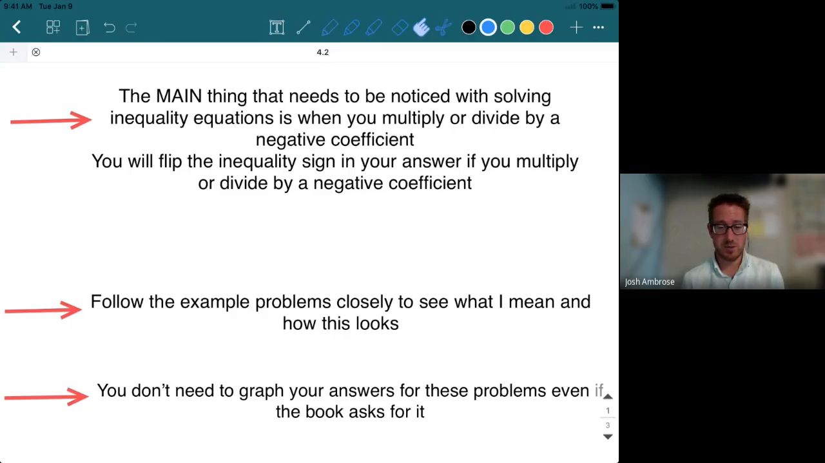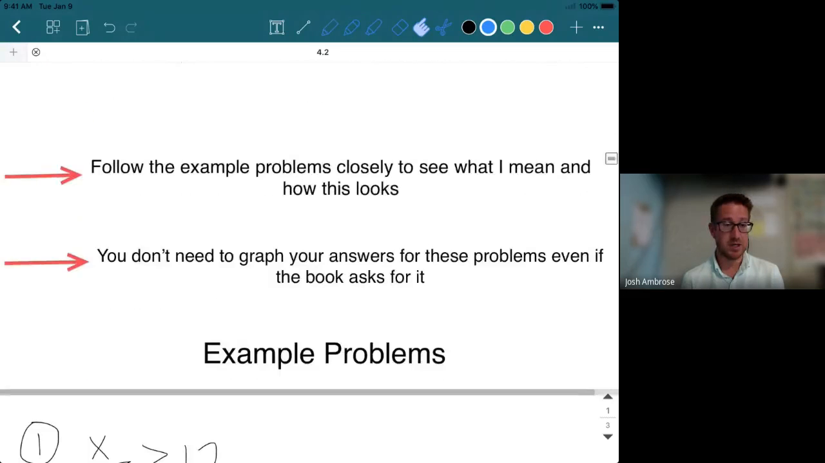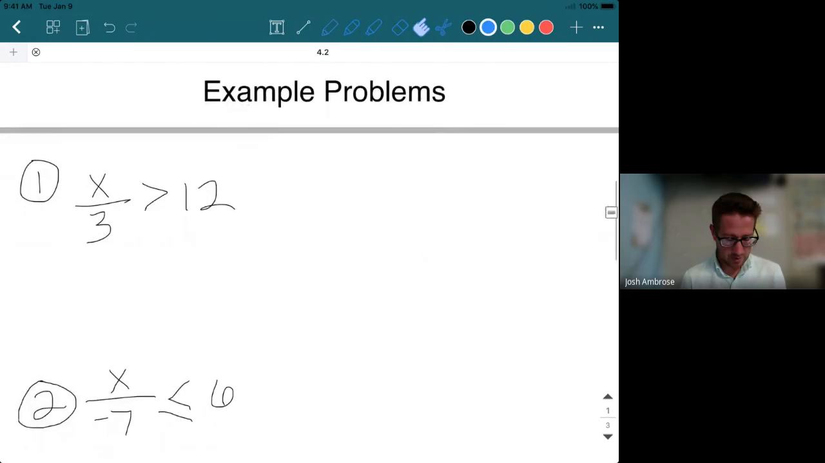And really you should be paying attention to this last note here. You don't need to graph your answers for these problems, even if the book says to. I'm going to give you a night off of graphing on number lines, okay? You have to solve them. You've got to pay close attention to that inequality sign, whether you need to flip it or not, but you don't have to graph on a number line. So let's move into these example problems so you see exactly what I'm talking about.